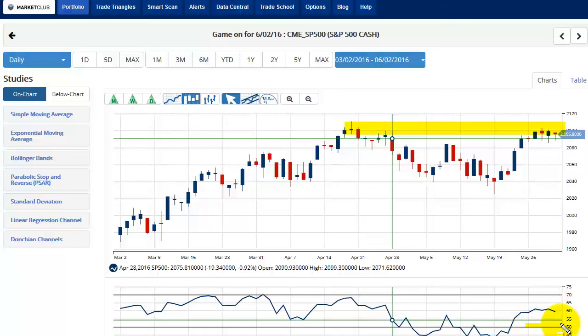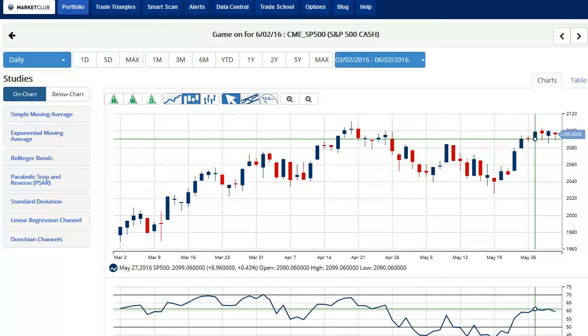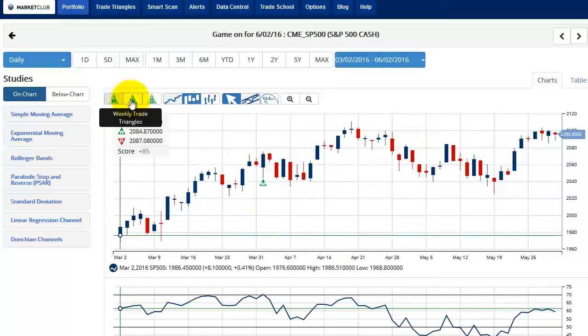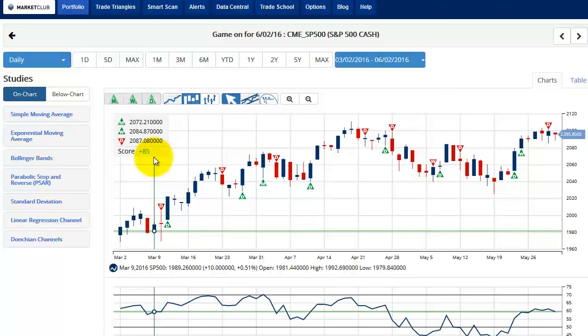If we go below the 50 line, we're well above it now, but if we go below there, that's something to be wary of. And the other thing to look at, in my opinion, is going to be our trade triangles, because they're very positive right now on this index, except for the daily. The daily is not so important. We have an 85 score indicating a strong upward trend, but nonetheless, it's still this.